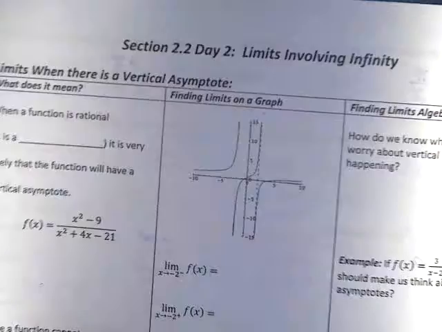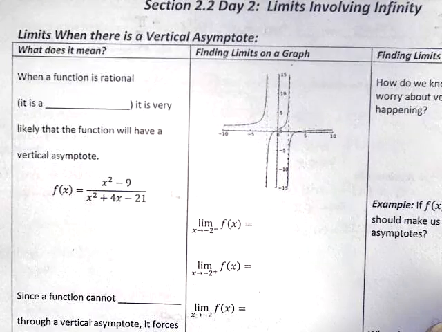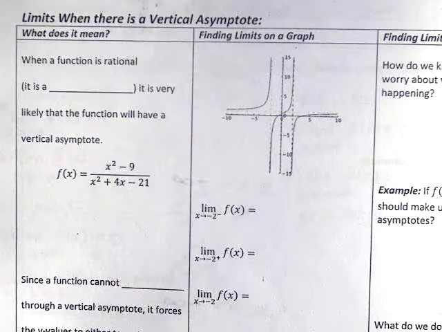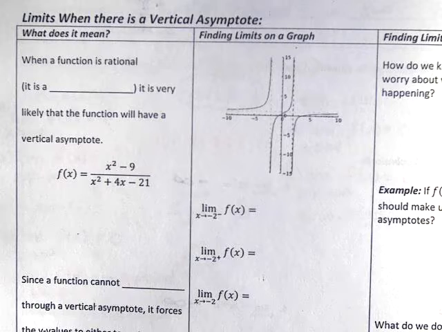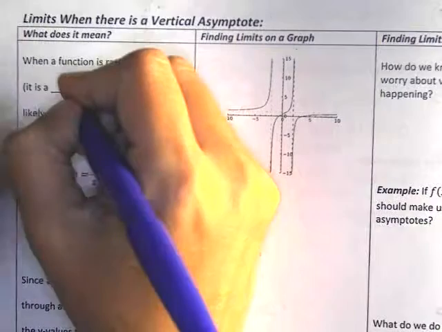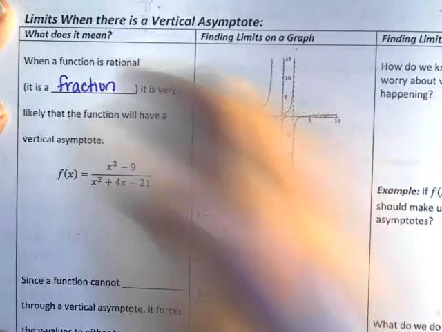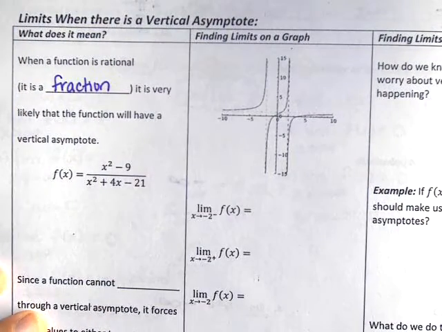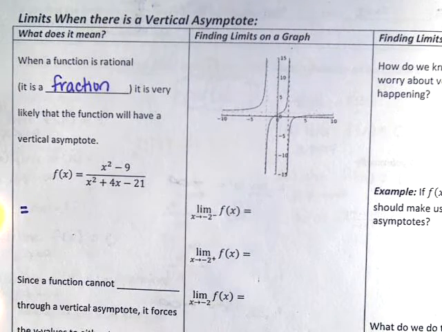Today we're going to be looking at how limits and vertical asymptotes sort of go together and how they impact one another. So let's start with reminding ourselves all about vertical asymptotes. When a function is rational, in other words, when it is a fraction, it is very likely that the function will have a vertical asymptote. If I ever want to figure out where those asymptotes are, my first step is to factor.